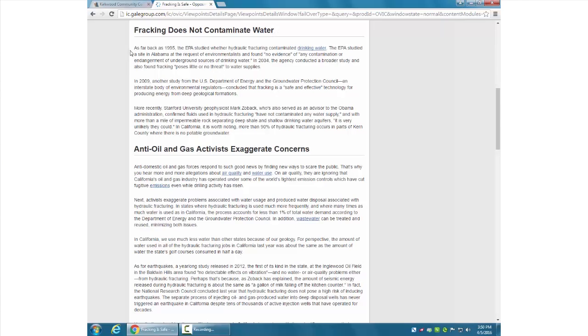As far back as 1995, the EPA studied whether hydraulic fracturing contaminated drinking water. The EPA studied a site in Alabama at the request of environmentalists and found no evidence of any contamination or endangerment of underground sources of drinking water. In 2004, the agency conducted a broader study and also found fracking poses little or no threat to water supplies. So the author begins with citing some research, some reports from more than 20 years ago and from just over 10 years ago. He cites them.